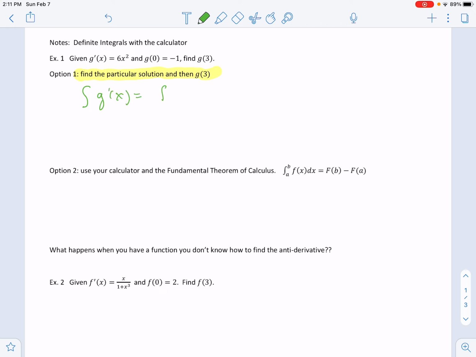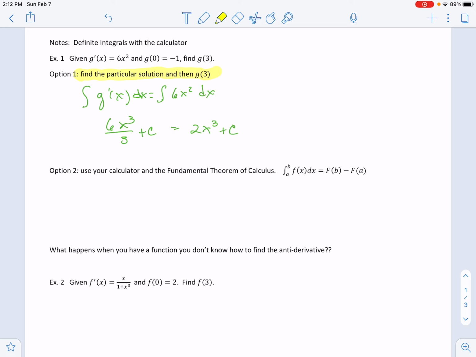so I'm going to integrate 6x squared dx. We need dx in there, sorry. You use the power rule and you get 6x cubed over 3. And don't forget the c because it's general solution. So that's 2x cubed plus c.